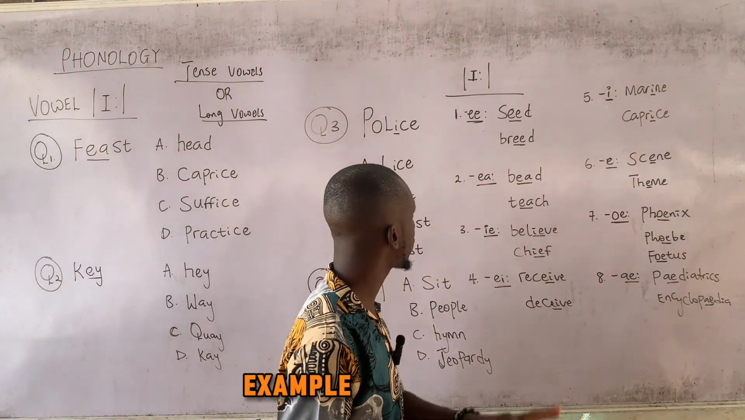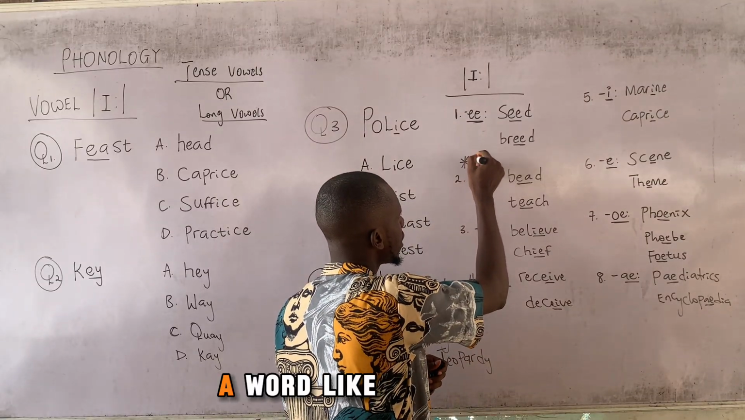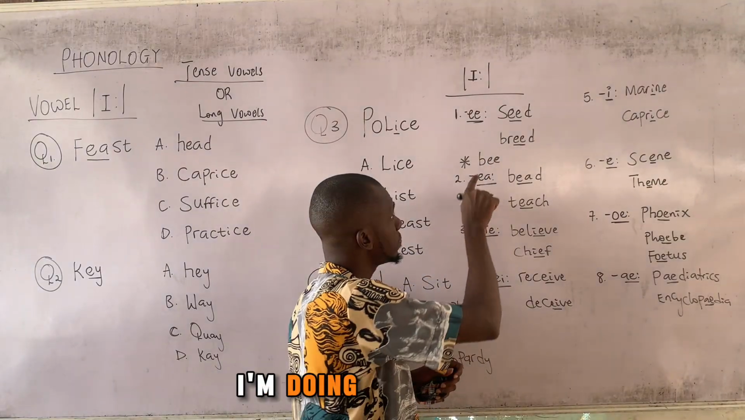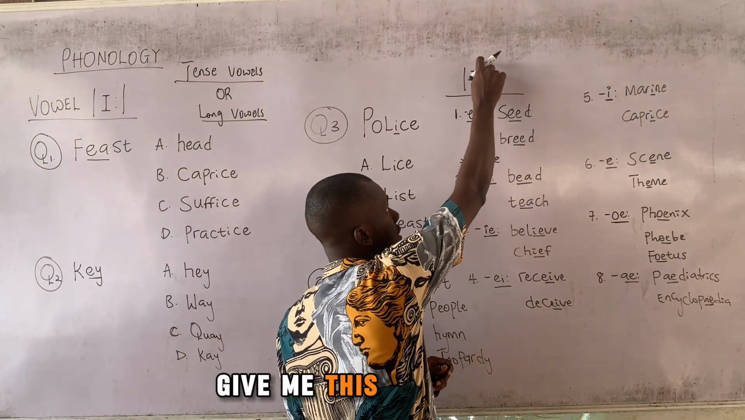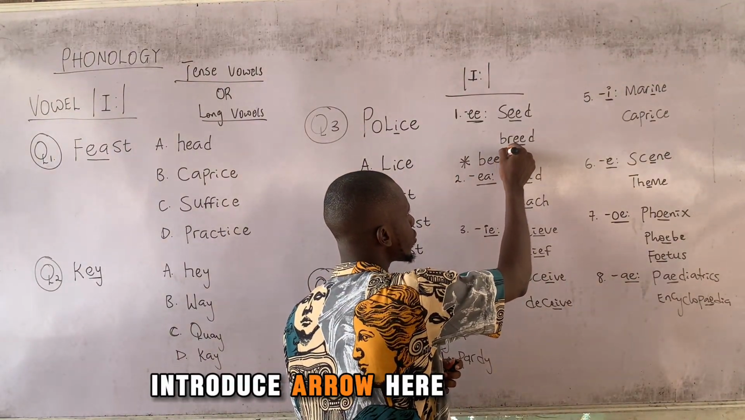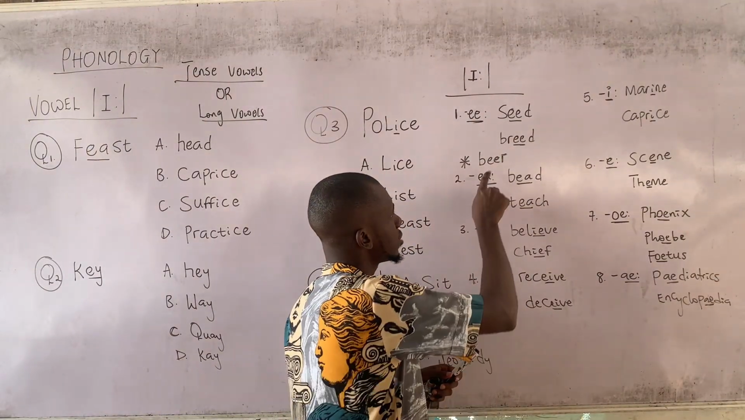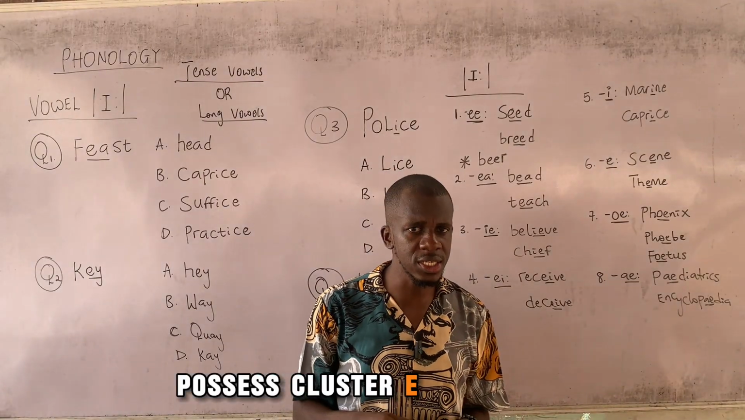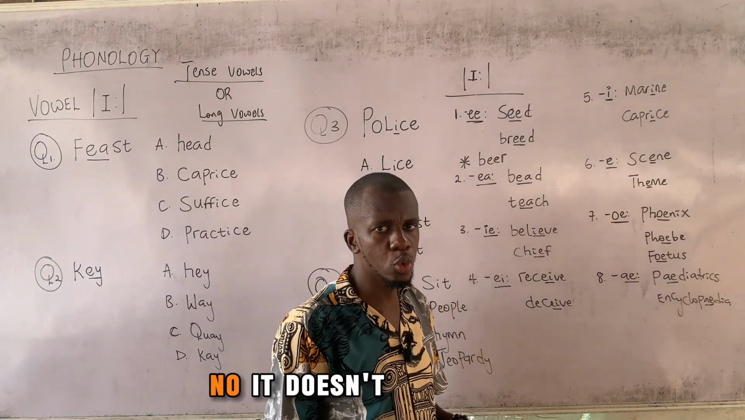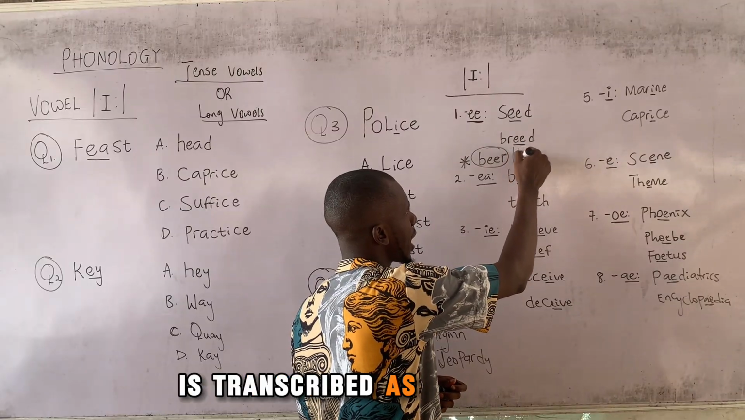That's like saying, for example, just like we have EE here, I could have a word like BEE. Please observe what I'm doing. BEE. Now it should give me this, and it will. But as soon as I introduce R here, the sound has changed. So this is what I'm saying. Does this word possess the cluster EE? It does. It has double E. But does it have the long E sound? No, it doesn't. Yes, in the word beer, which is transcribed as beer.